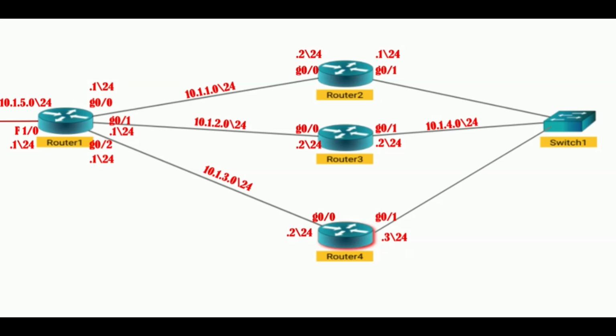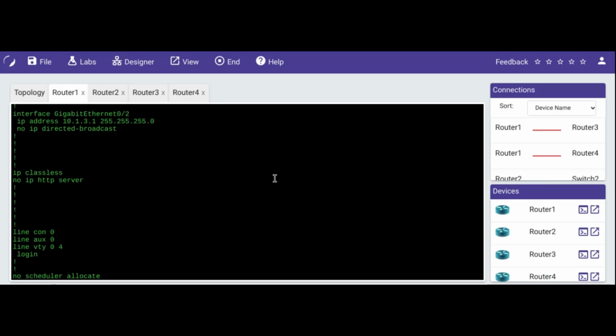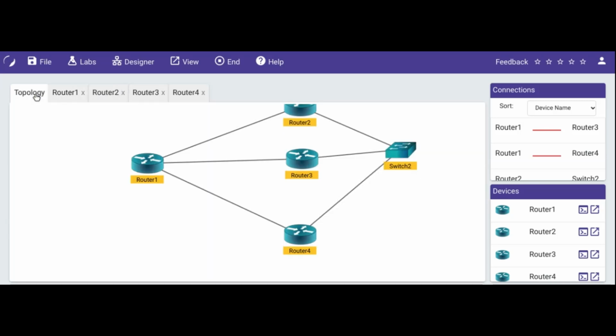We will configure OSPF on these routers. Please remember the topology, IP addresses, and the subnets here. We have skipped subnet 5 here for simplicity. 10.1.5.1 IP address is not assigned to router 1.